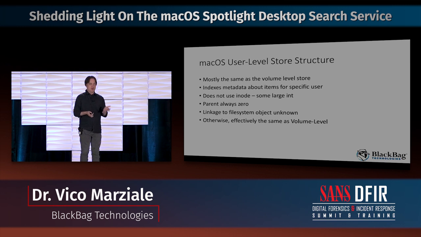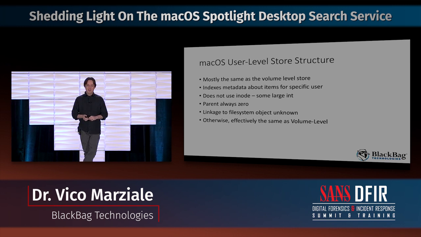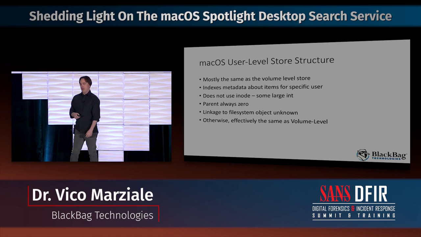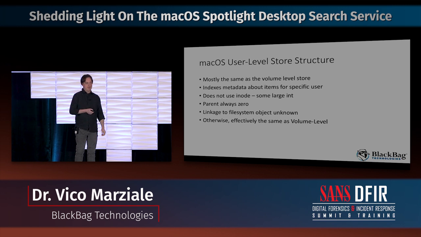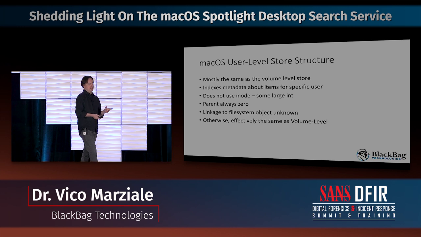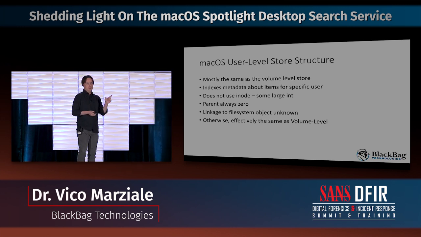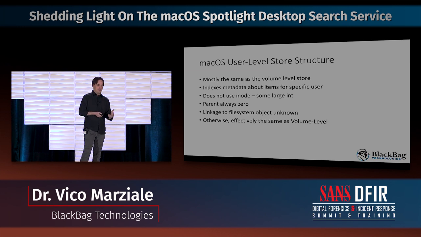The interesting tidbits here are that it obviously relates to activity and items of interest about a specific user because it's in their home directory. And the unknown part: the inode field for all of the records in the user level database is just some large positive or negative integer, or I'm misinterpreting it. It's definitely no longer an inode, which makes sense if these things are addressing sub-file entries, which is bad for us. And the parent is always 0-2.